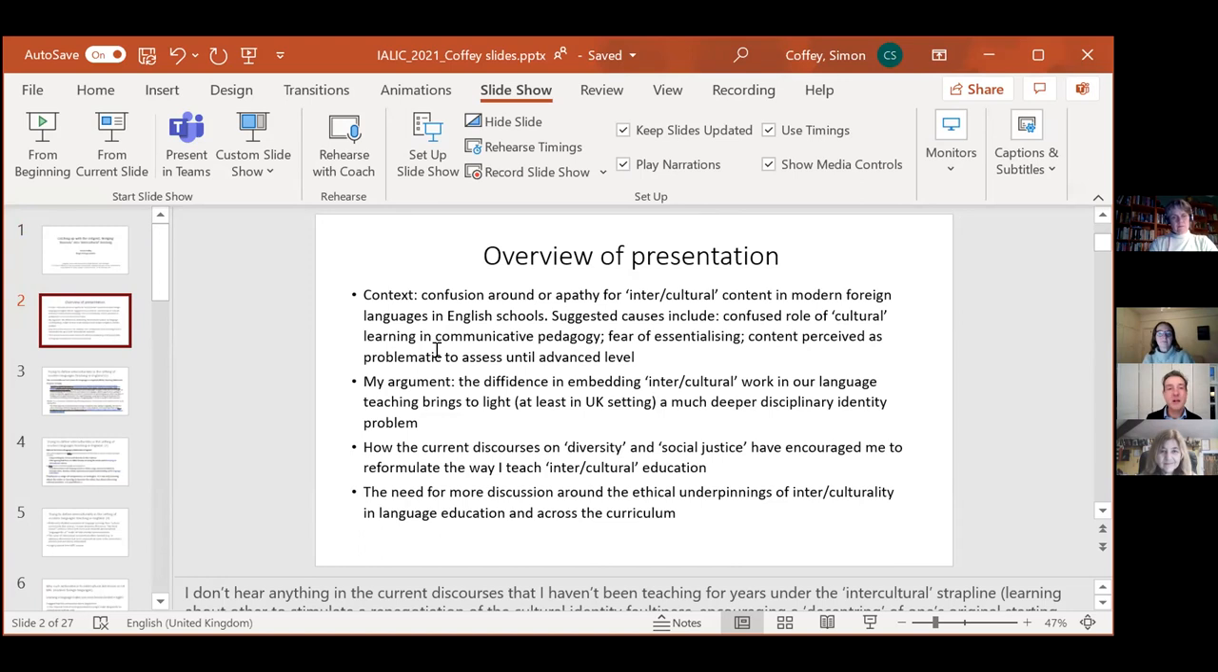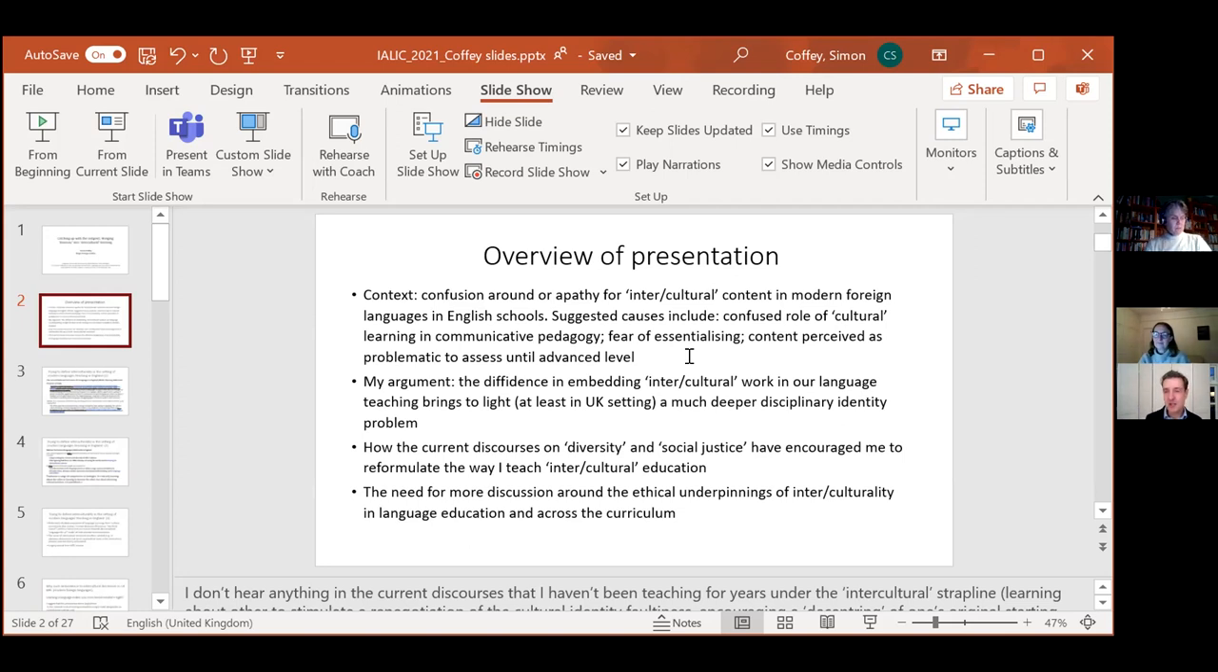So the overview of the presentation is this concept of confusion in a way, or apathy around learning. I know that Anna mentioned it's often the fifth skill. It's seen as a sort of add-on in a way. And despite bashing my head against the brick wall for many years, trying to encourage a more intercultural dimension to language teaching in schools, I work in teacher education, as Christina said, it still seems to get sidelined. And I'm quite concerned about that and often wonder why it's not embedded really into language lessons or even seen as an important part of the discourse around the rationale for language teaching.